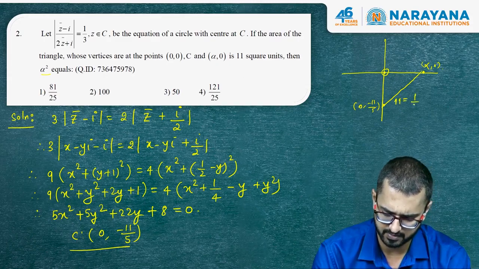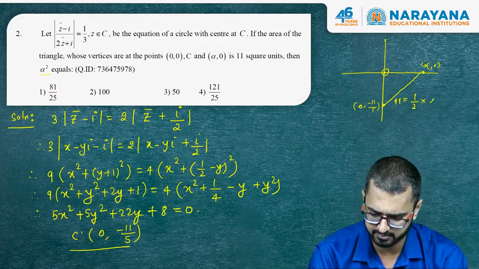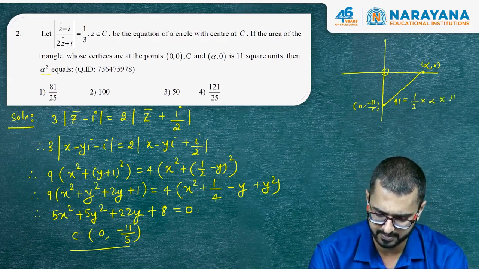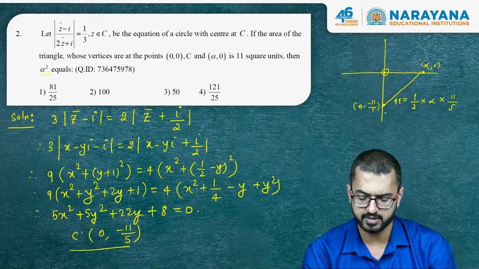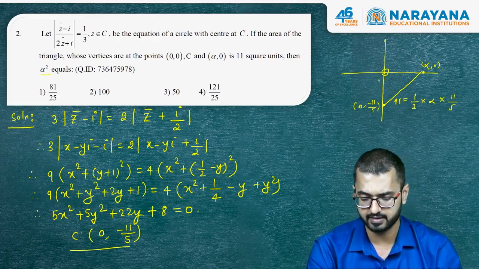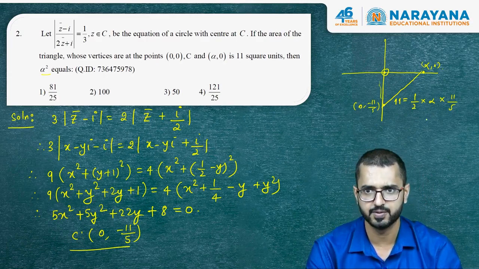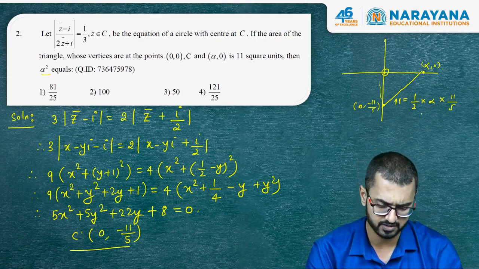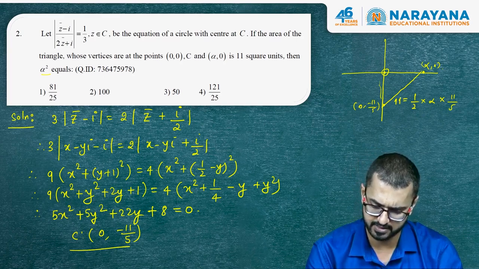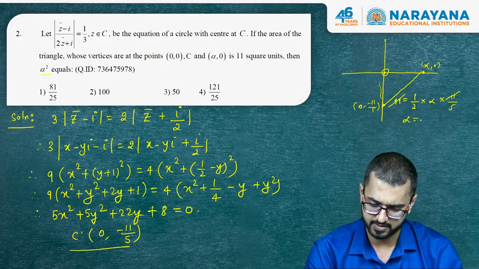So 11 is equal to half into base into height, so base will be simply alpha and height is 11 by 5. Though this is just the coordinate (0, -11/5), ultimately we are finding the height, so it depends upon you how you accept. Now we want alpha square, so we'll simply square it, and then alpha and alpha get cancelled, 11 gets cancelled, and alpha will be simply 10, so alpha square will be 100.